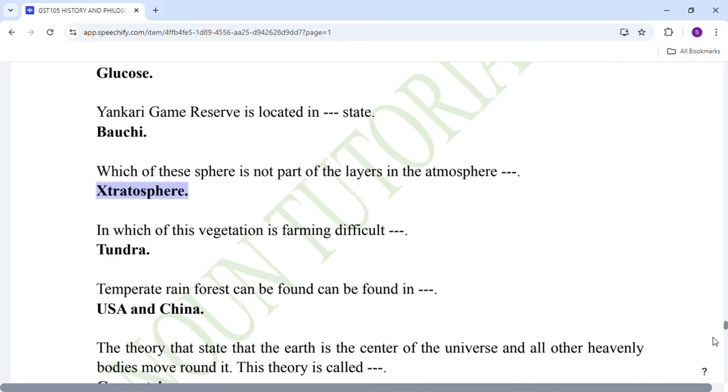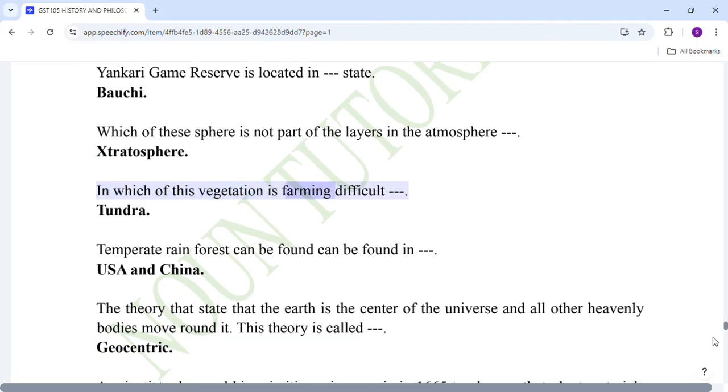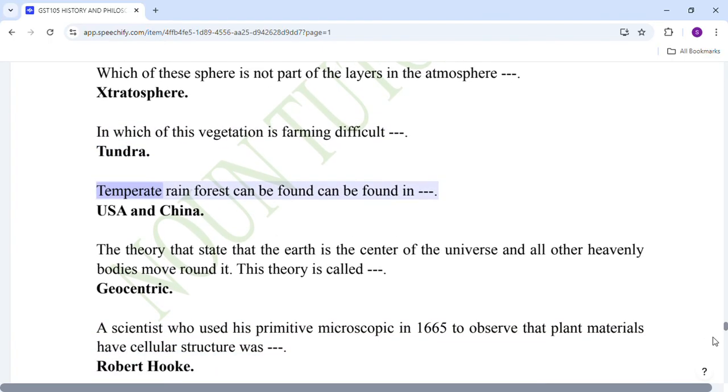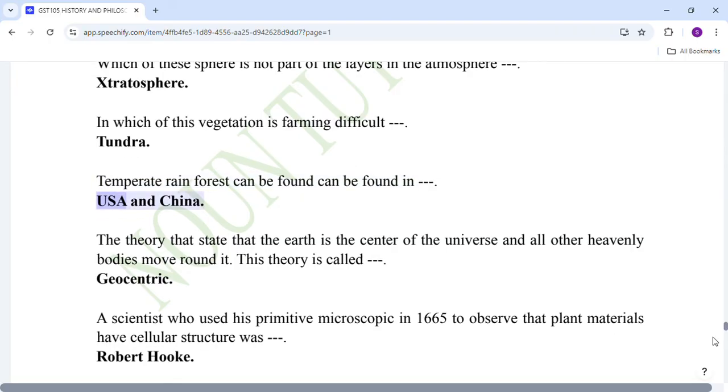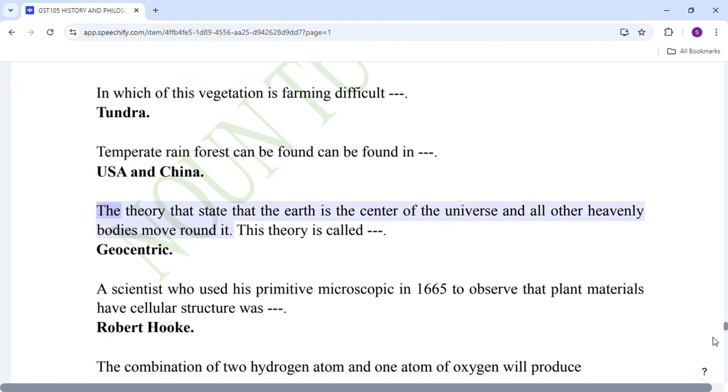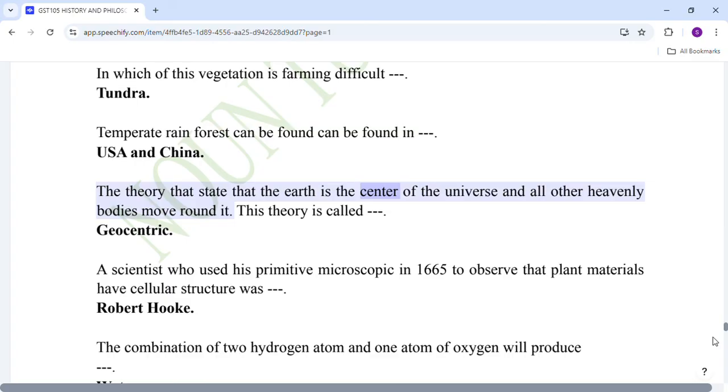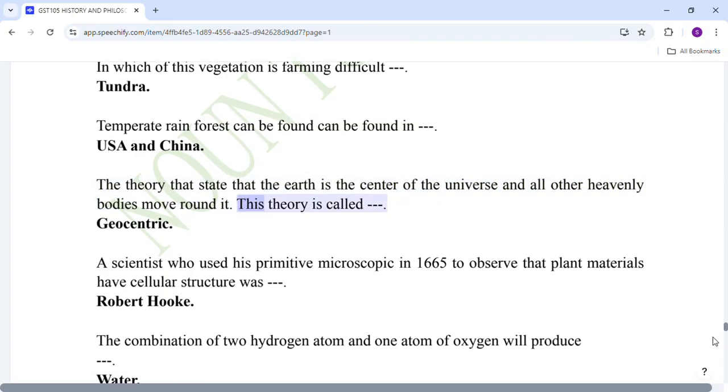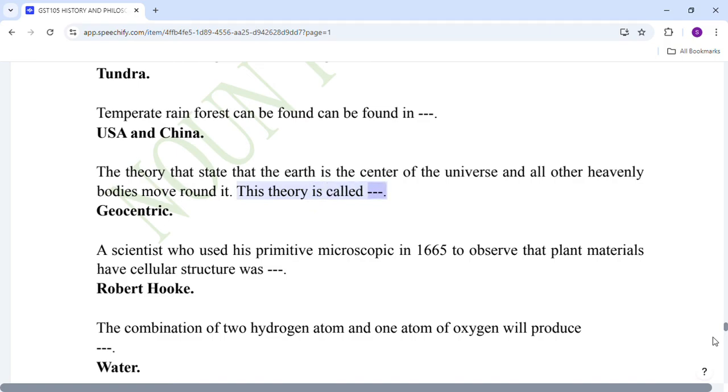Stratosphere. In which of this vegetation is farming difficult dash dash? Tundra. Temperate rainforest can be found in dash dash. USA and China. The theory that states that the Earth is the center of the universe and all other heavenly bodies move round it. This theory is called dash dash.